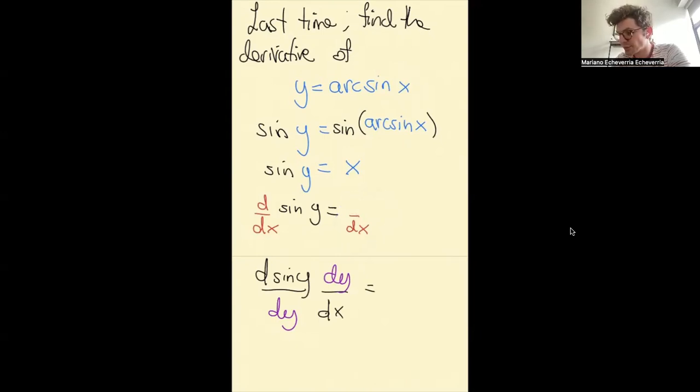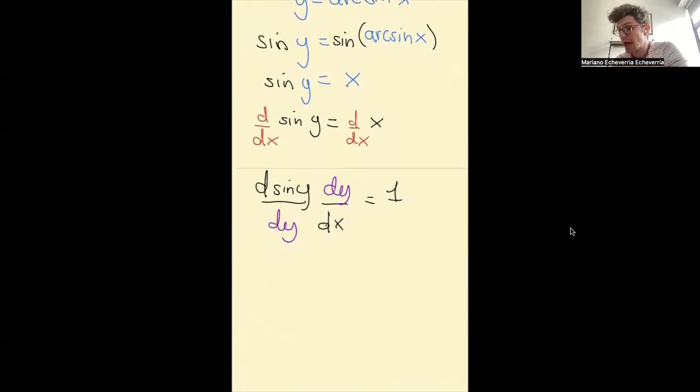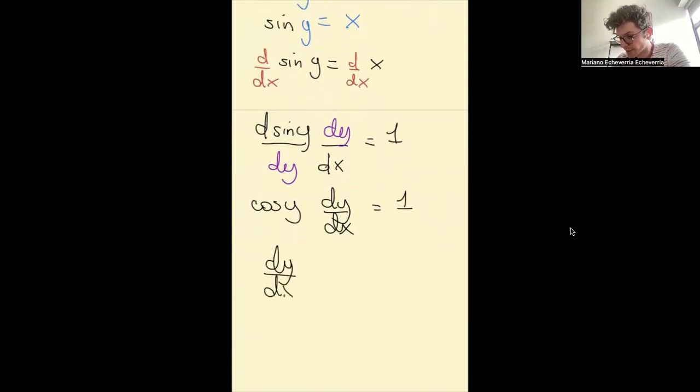The nice thing about this notation is that it behaves almost like a cancellation of fractions. So you can basically cancel the two terms and you get one. That's why there's a one here. Now everything else is more or less straightforward. The derivative of sine, remember, is cosine. So you put here cosine of y times dy dx equals 1, and that allows you to solve for the derivative. And you get 1 over cosine of y. Is that making sense?